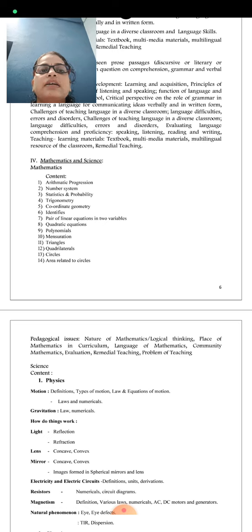Statistics is based on calculation. If we are perfect in calculation, we can easily score in statistics. But probability is concept oriented. If we understand the concept, we can easily score in the probability. In GPSTR, we definitely have one question from statistics, and we have one question from probability. And the next topic is trigonometry.